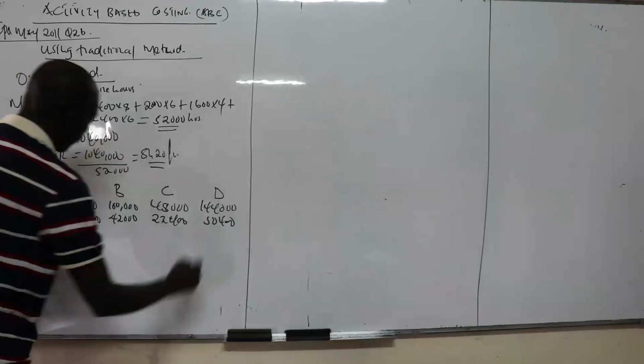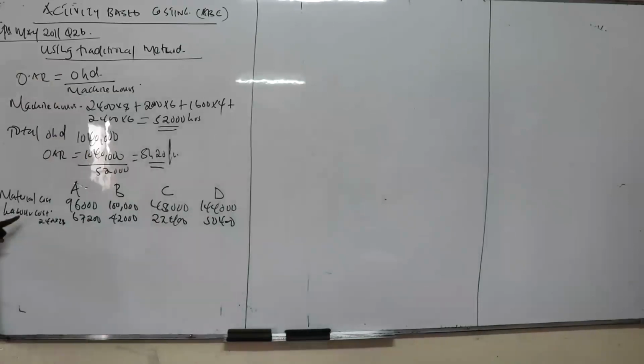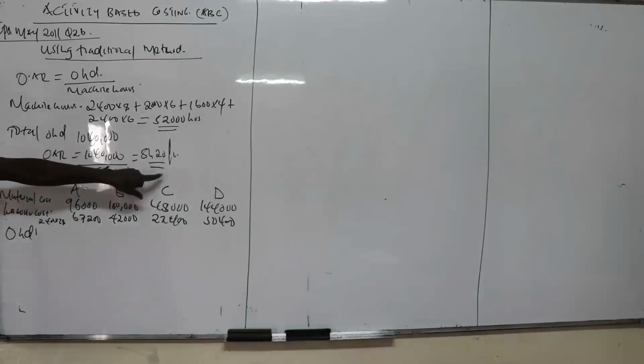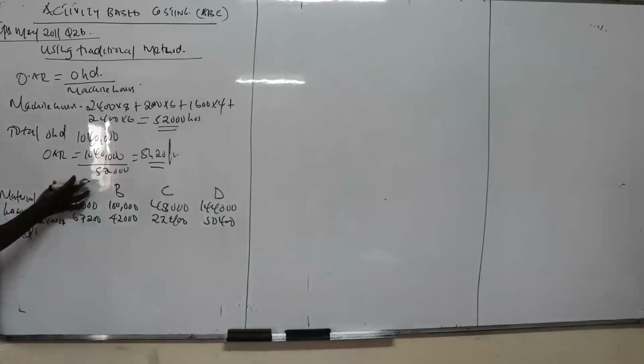You get 50,400. So now we have the material cost and the labor cost. For us to get the total cost of a product, we must have three items: material, labor, and overheads. So here we write all overheads. How do you determine the cost for overheads? We said you absorb. The rate for absorption is 20 shillings per machine hour. So now you determine the total machine hours consumed for product A.